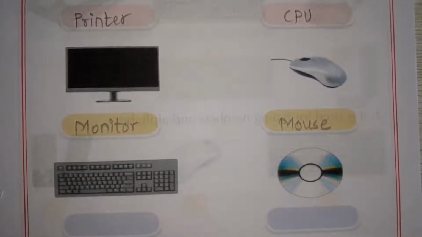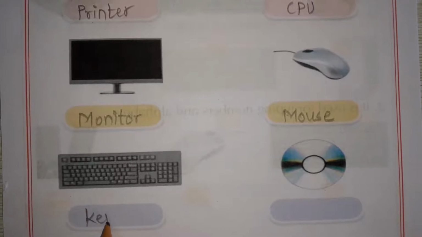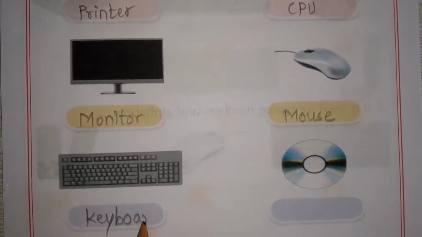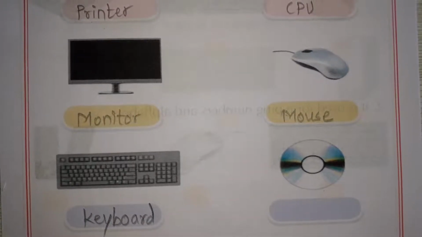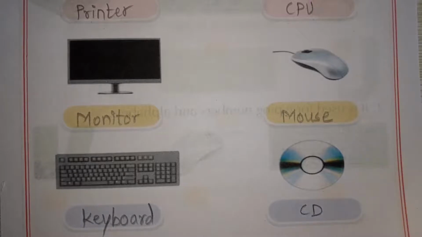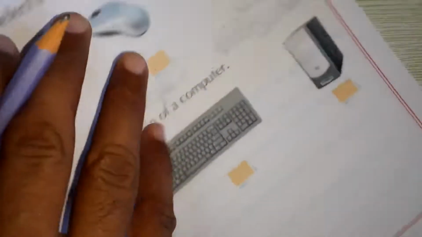What is this picture? This is the keyboard. What is the use of keyboard? Keyboard is used to type alphabets, numbers, symbols. What is this picture? This is the CD. CD means what? Compact disc. Okay? Understand? Now turn the page.